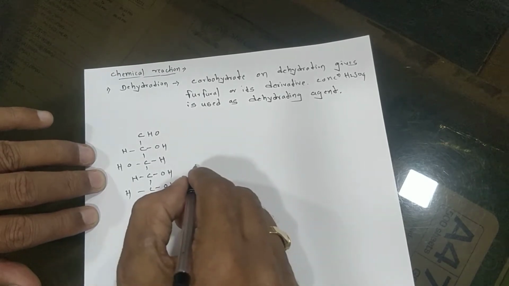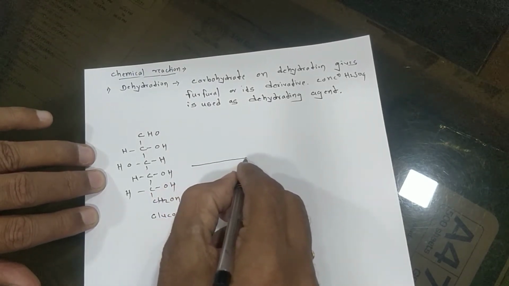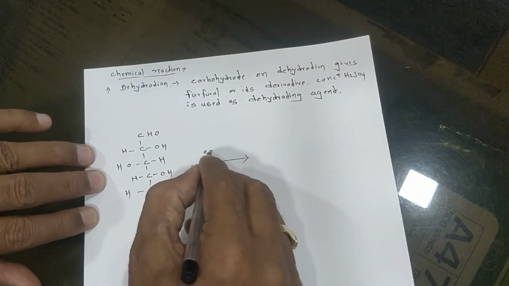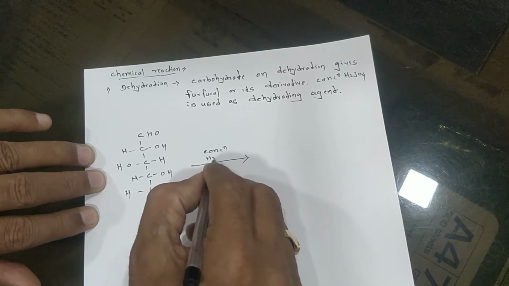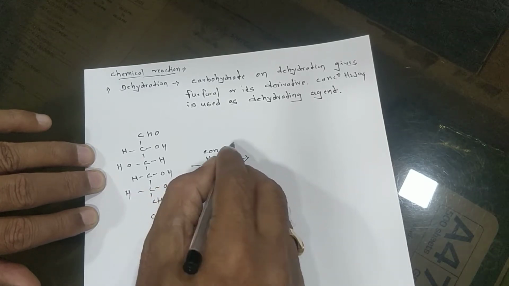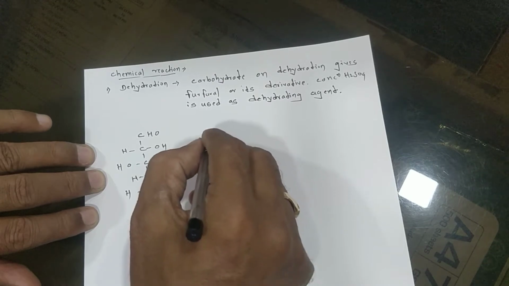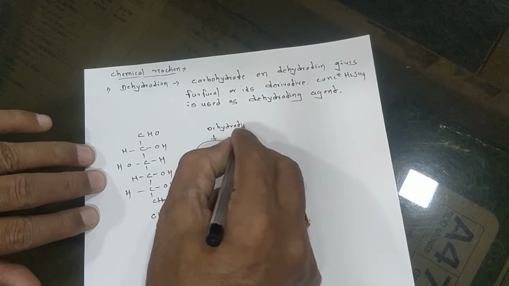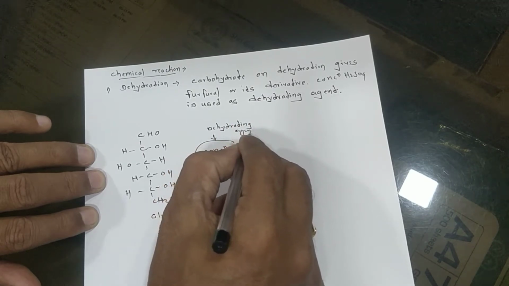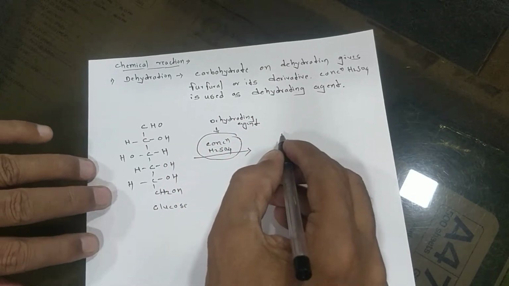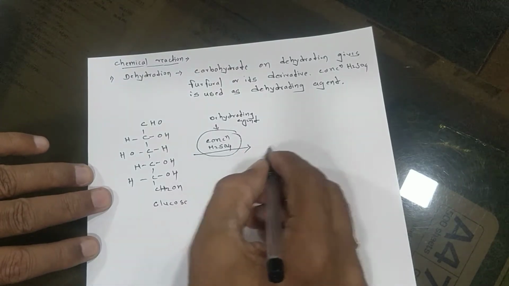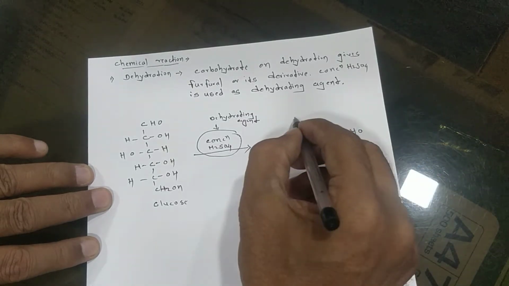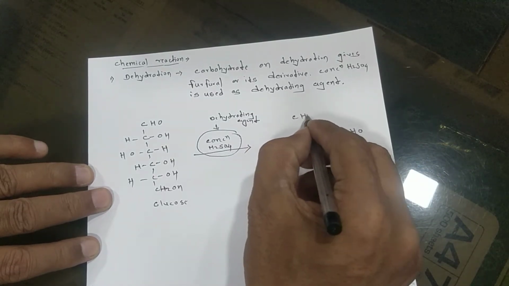D-glucose, using the dehydrating agent concentrated H2SO4, used as a dehydrating agent, gives the furfural derivative. Removal of 3 water molecules. Which 3 water molecules? And that gives the furfural derivative.